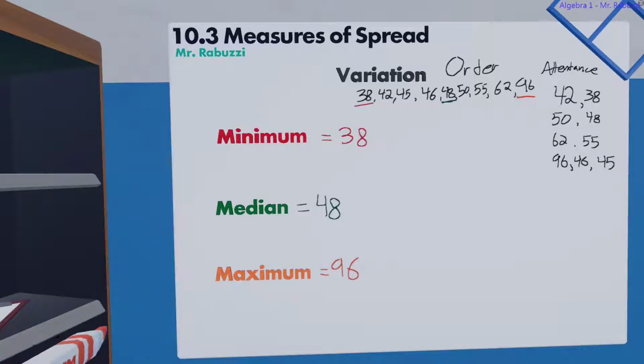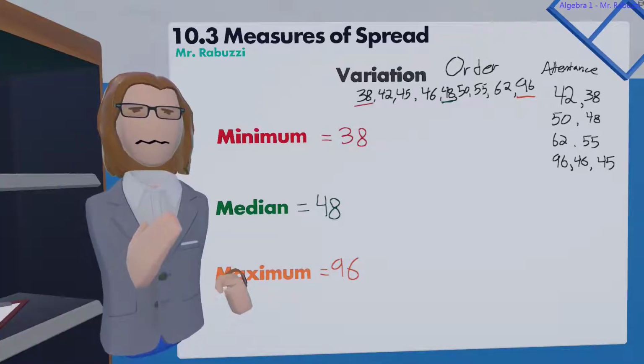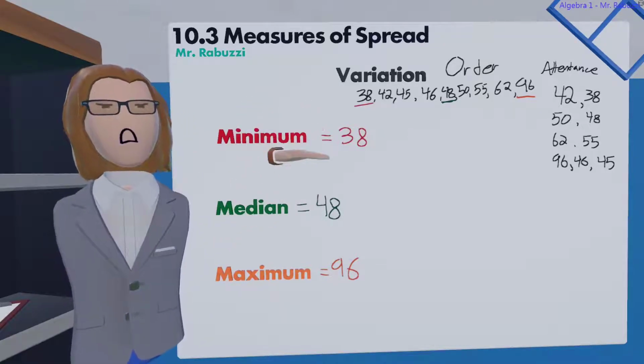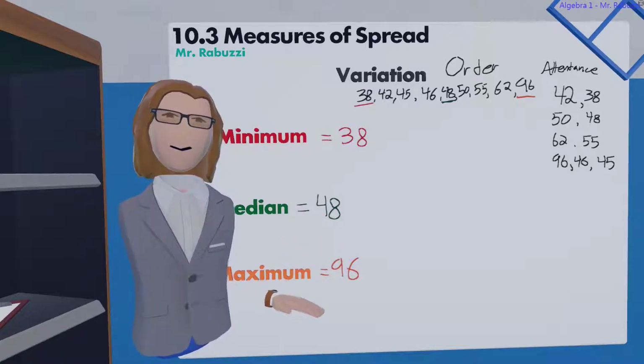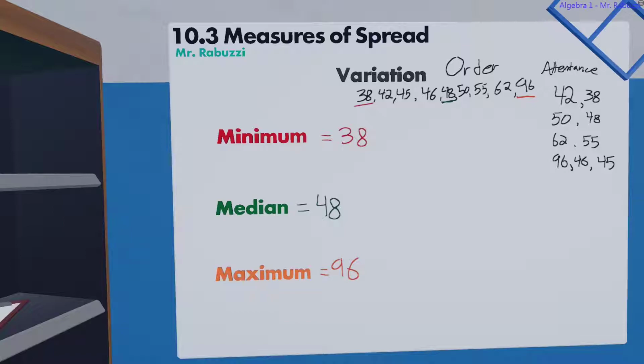96. A little bit better. Okay. These are the easy ones, the easy measures of spread, right? How far does it go? It goes from minimum all the way through median, all the way up to maximum. Real quick, what could we say is the range of this? What is the range of our data?